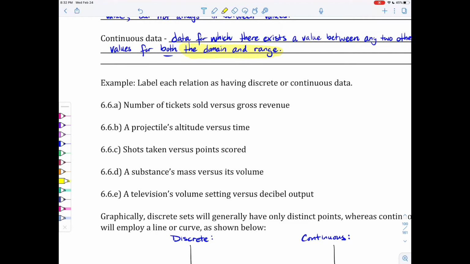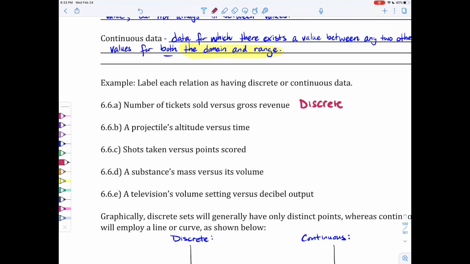Now, when we're selling tickets, we are not selling portions of tickets. We are selling 1, 2, 3, 4, 5, 6, 7, 8, 9, or so on, right? We are not going to be selling some fraction of a ticket because it would actually void the value of the ticket itself. So here, since tickets have to be in whole values and they can't be continuous in nature, it doesn't even matter what the gross revenue is. We can already label this data set as discrete.